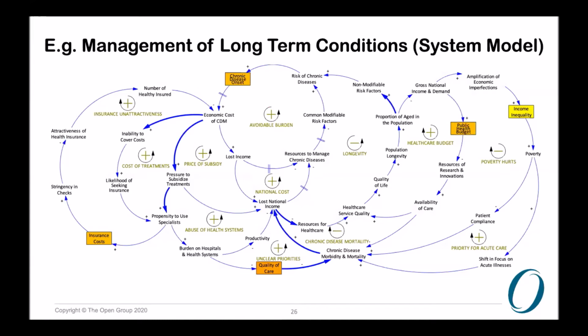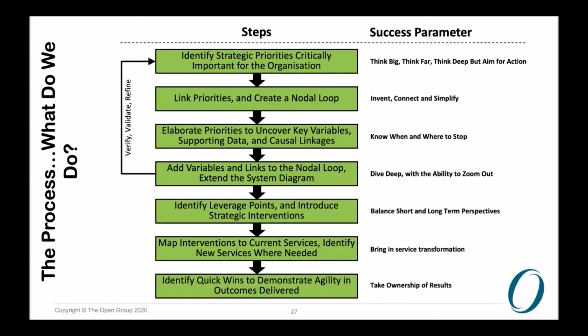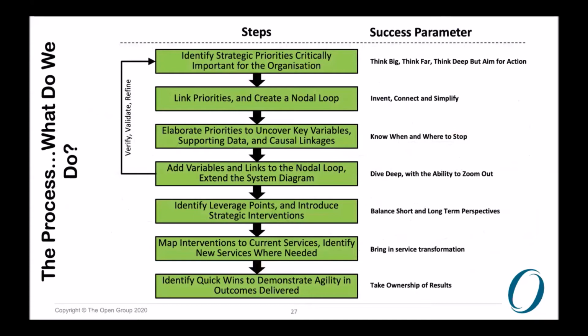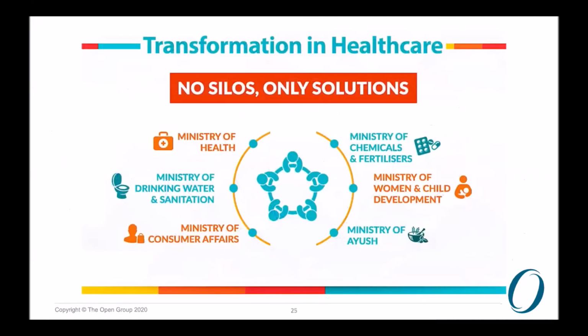My intent here is not to go into the details of this, but nevertheless, I will highlight the processes or the approach that we use to create a system model like this, which is actually documented in the framework itself. We identify strategic priorities. Management of long-term conditions, as an example, is a strategic priority. We create a nodal loop, we elaborate the priority, we find the key variables, look for the causal linkages, and so on and so forth. Finally, the whole idea is to identify the services that are required and build the use cases for the services. The way the use case is built is as I showed you earlier. This is the kind of use case elaboration that we do.